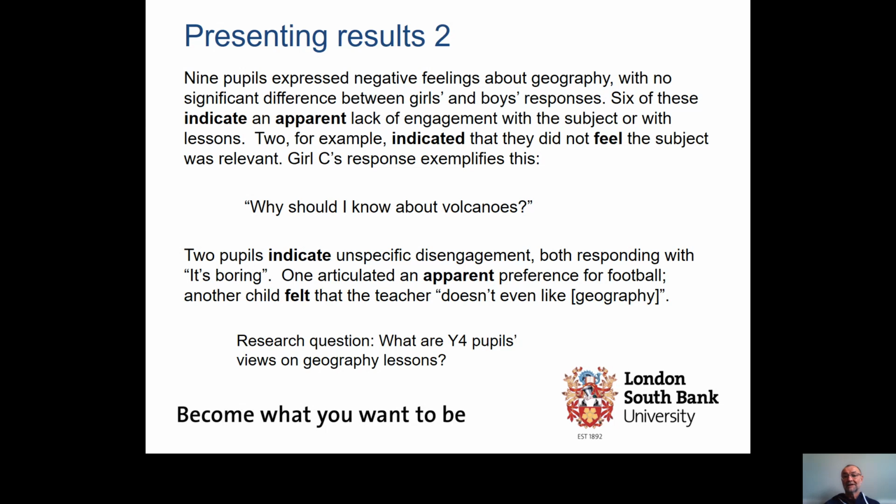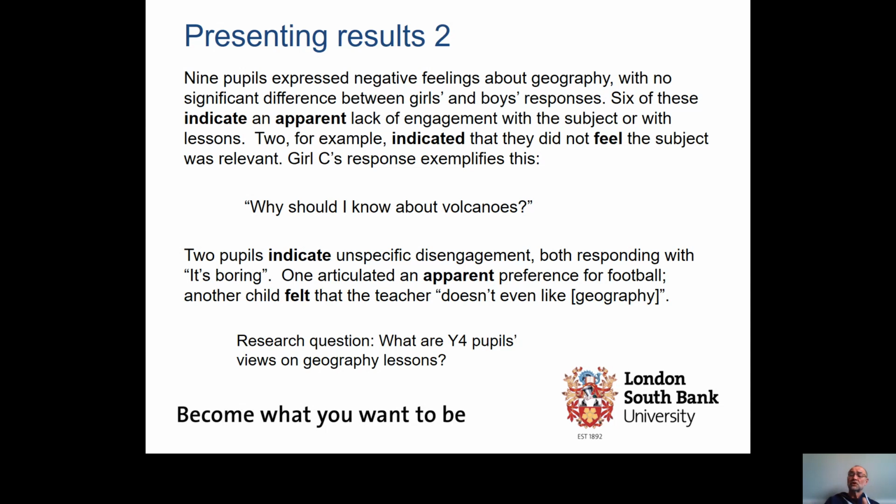So they might be saying, I don't like that subject, but actually they do like that subject. This is a problem with research. We're not inside our participants' heads. We're relying on what they tell us. So that's why the word apparent is quite useful. Apparent means it appears. So it appears that there is a lack of engagement, but I don't know that that's a fact.